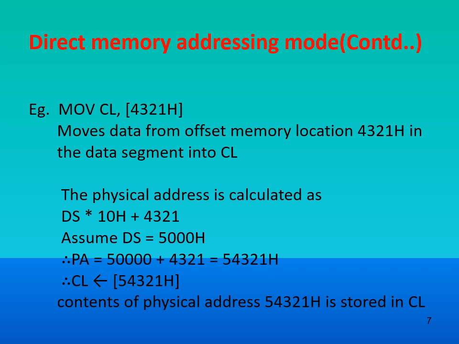Why are we multiplying the value of the DS register by 10H? That is for left shifting by 4 bits, which we have already discussed while we discussed the architecture of 8086. We are left shifting the DS register value by 4 bits in order to make it a 20-bit address. With that 20-bit address, this 4321H offset address will be added, and we get a resultant physical effective address of 54321H, which is a 20-bit address. The value residing in that memory location will be moved to CL.